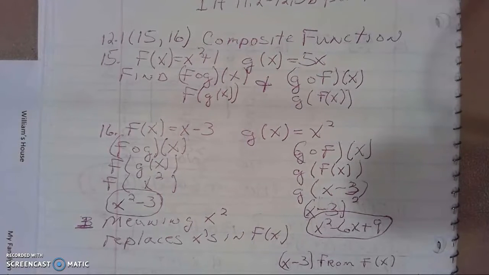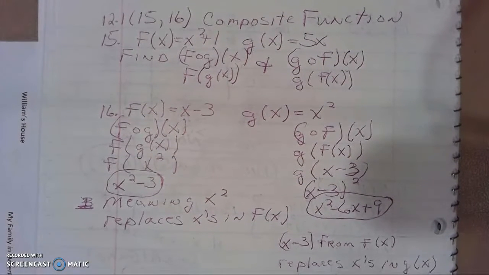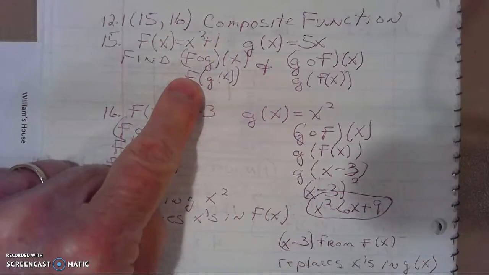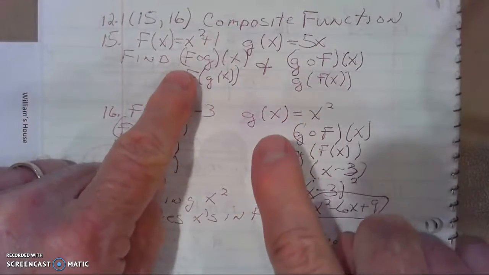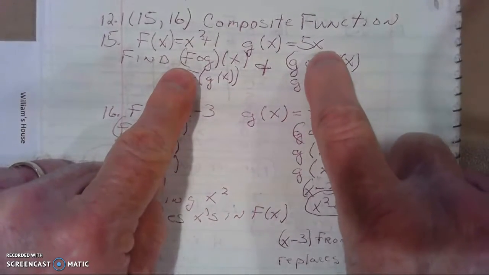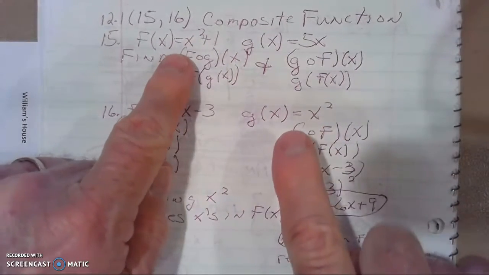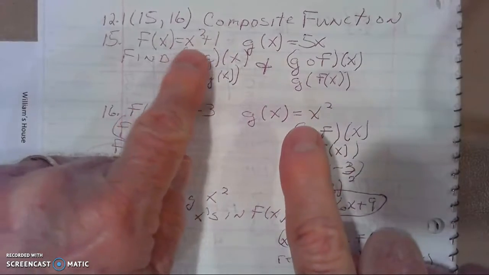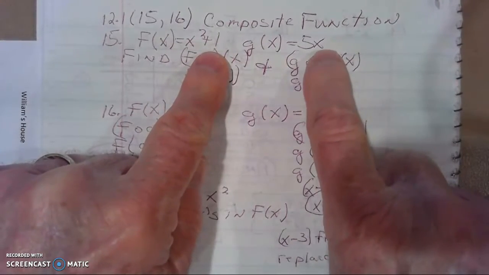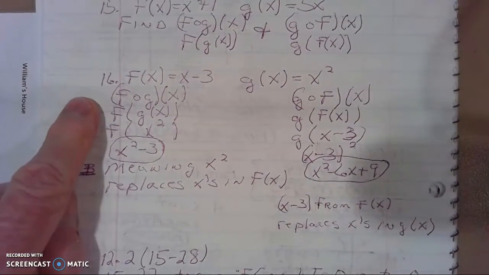12.1, 15 and 16, Composite Functions. Number 15, f of x equals x squared plus 1, and g of x equals 5x. You're going to find two composite functions. What you do to find this first one is take 5x and put it in for the x over here. On the second one, you take x squared plus 1 and put it in for the x over here and simplify, like we do on number 16.